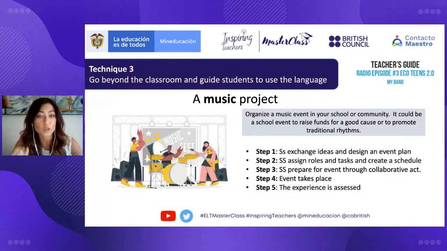So we would like students to exchange ideas and design the event plan, and afterwards we want students to assign roles, right? Specific roles, so they know what to do, and create a schedule so they know how much time they have for the activities they are creating. Also, we want students to prepare for the event itself, right? And they do that through collaborative activities. Another step that we can include is the event itself, right? The event takes place, and finally, we assess the experience or the project.